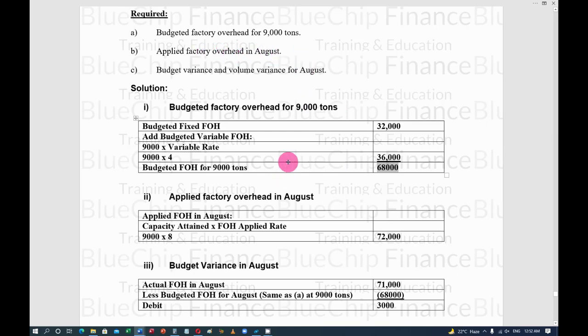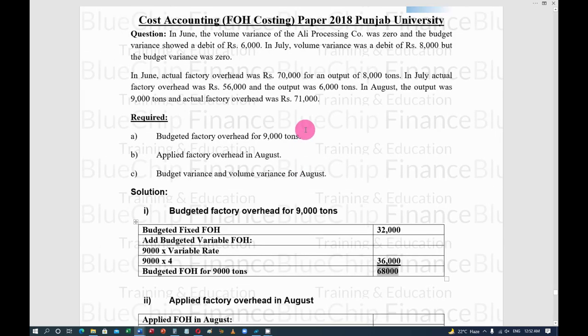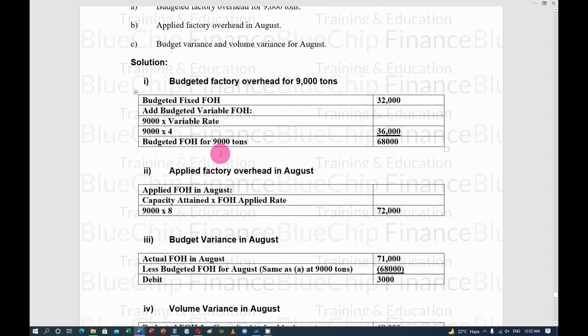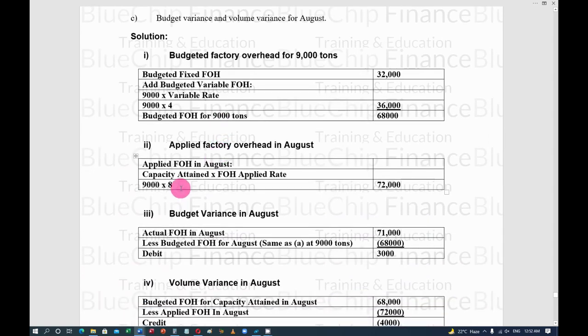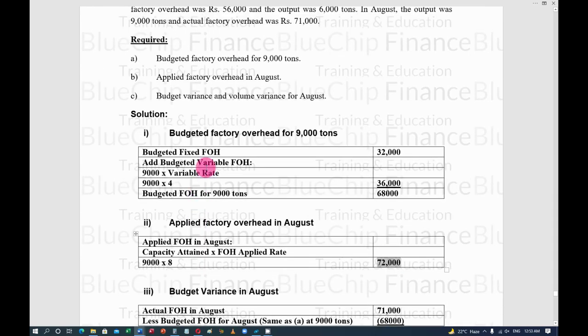So factory overhead applied FOH is always equal to capacity attained multiplied by absorption rate. So in August, your capacity attained is 9,000 tons and your FOH applied rate is 8 as we calculated below. Variable rate is 4 and fixed rate is 4. So total FOH applied rate is 8. So that is 72,000. Your third requirement is to calculate budget variance and volume variance for August.